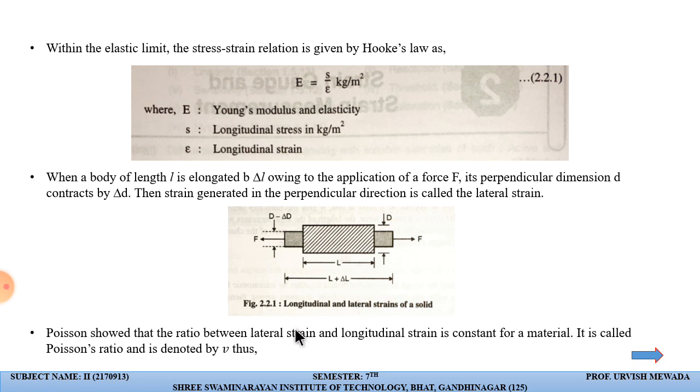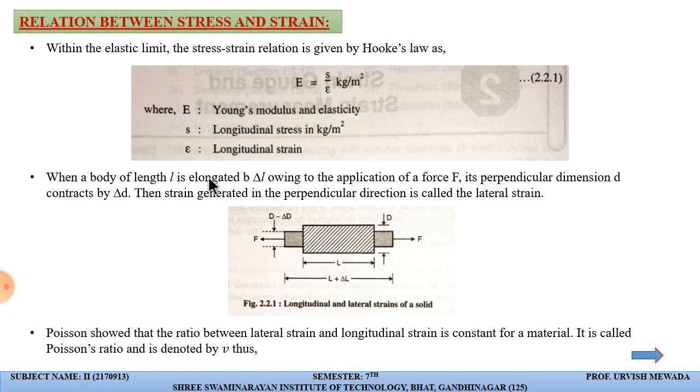Due to this longitudinal strain, both are constant for a material, meaning the dimension will change in both directions, vertical as well as horizontal. So it is called Poisson's ratio, and it is denoted by v. We'll use this Poisson's ratio also in this derivation, the relation between stress and strain.